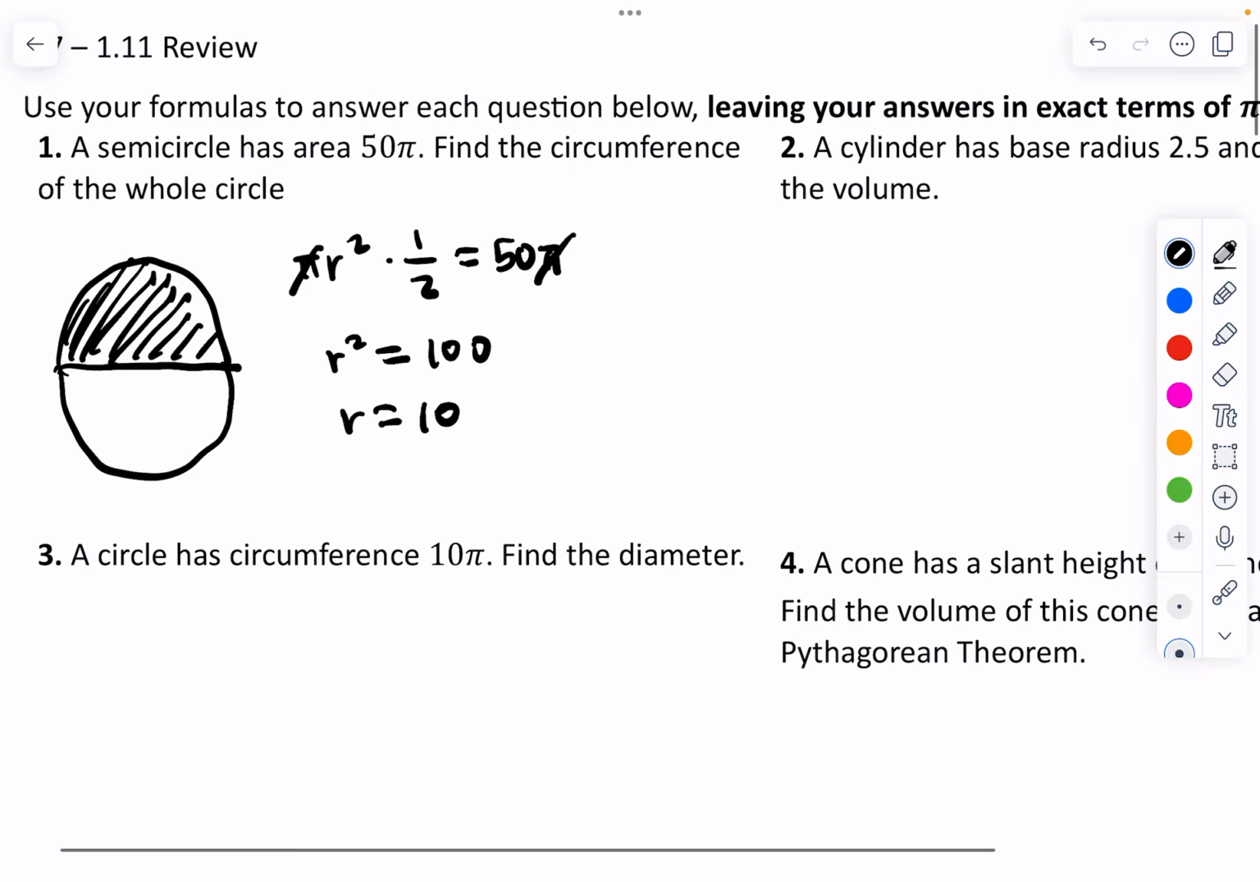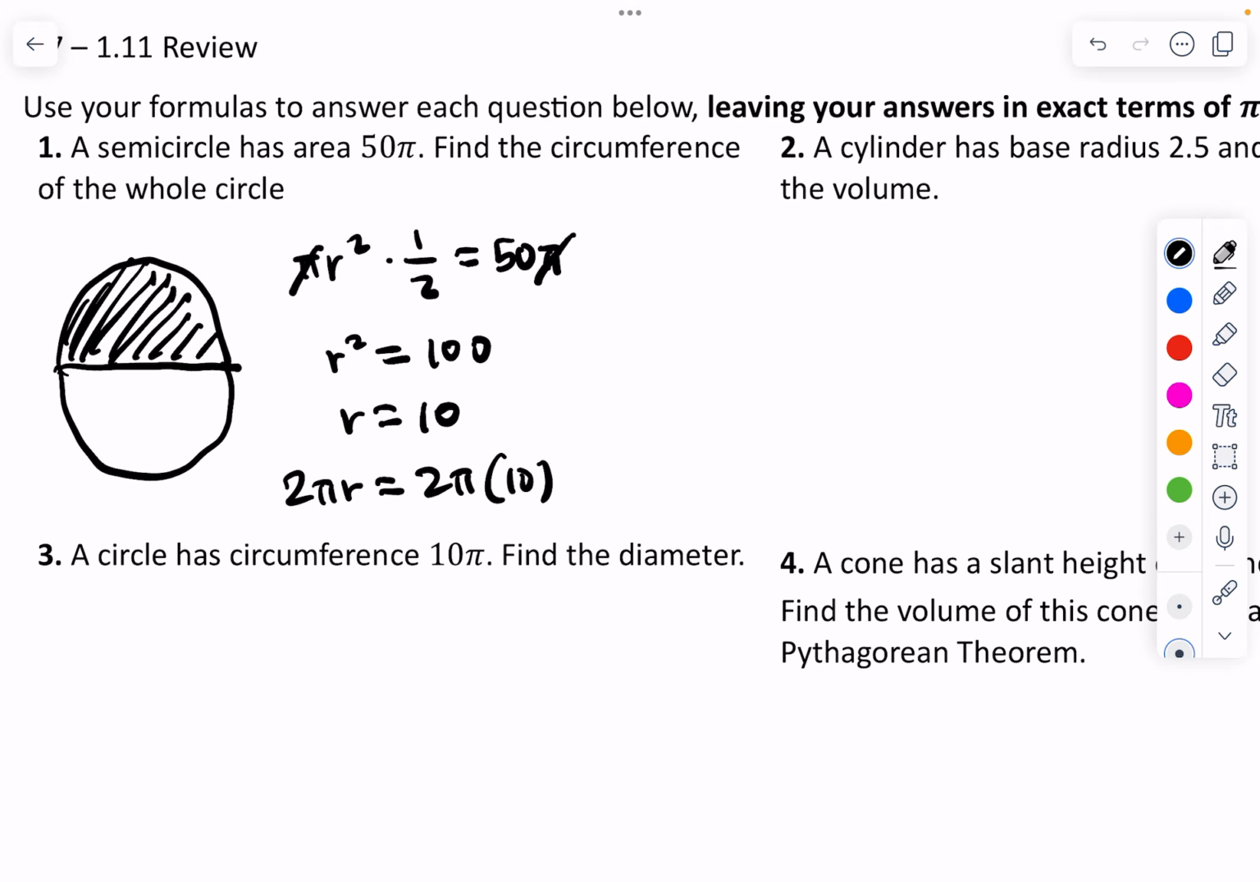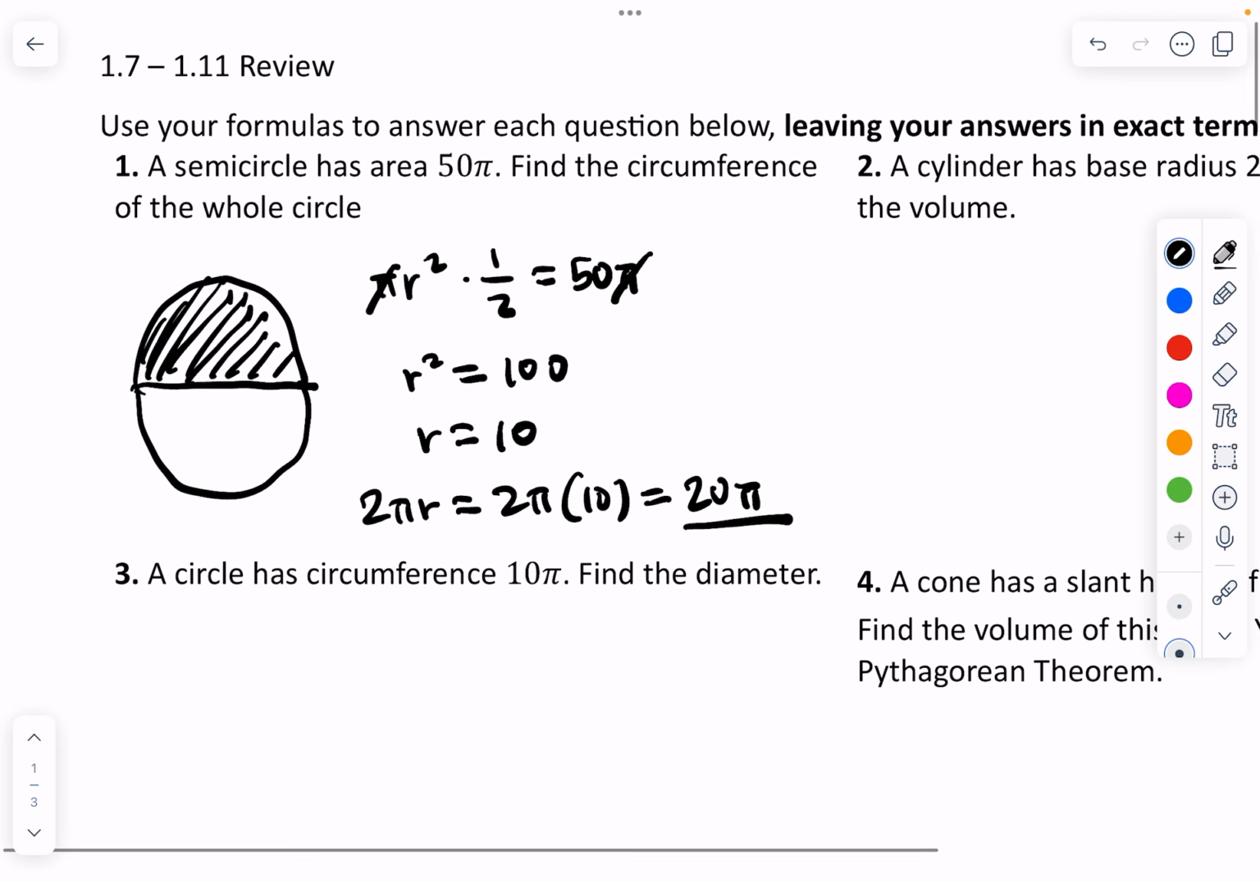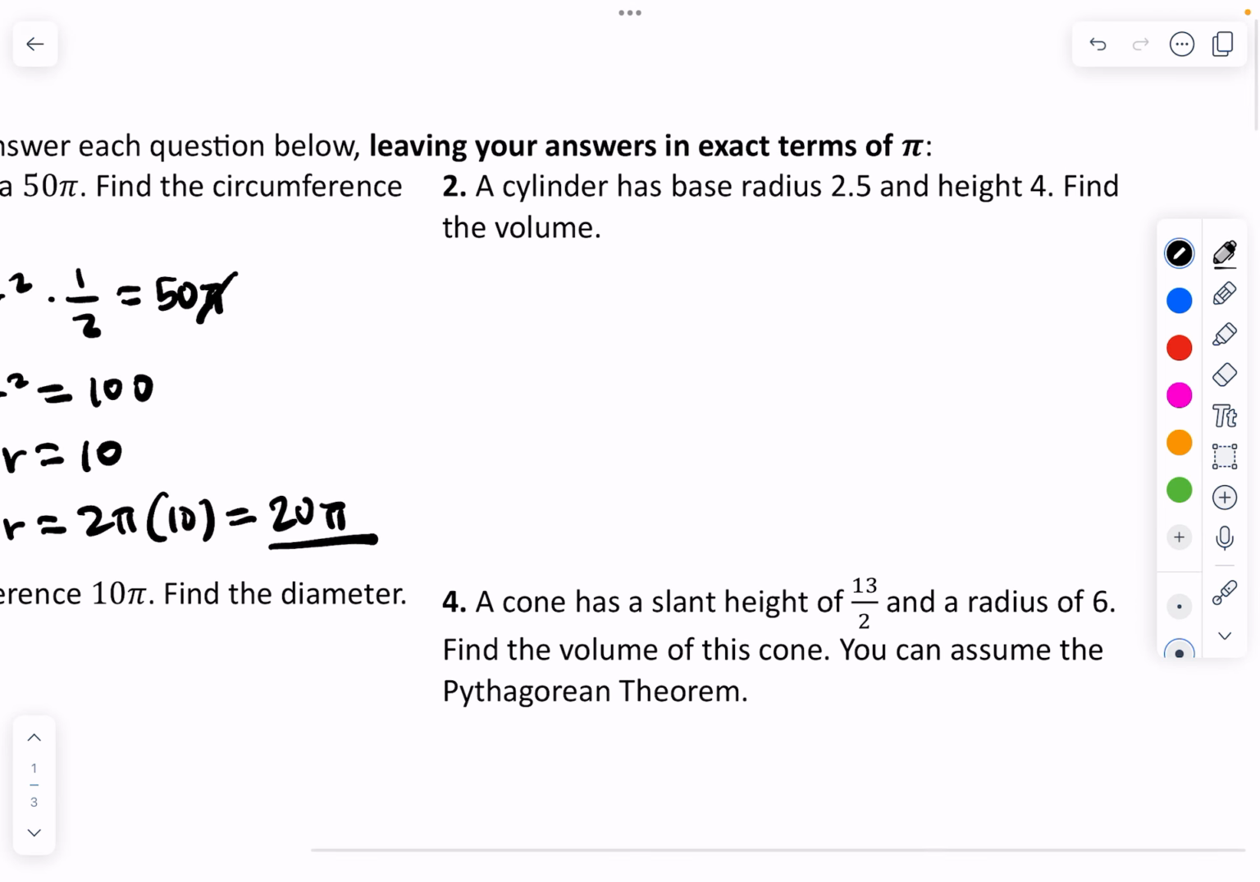Now, what would the circumference be? The circumference would just be 2 pi r, which is 2 pi times 10, or 20 pi. So we get 20 pi as our final answer. Alright, problem 2. A cylinder has base radius 2.5 and height 4. We want to find the volume of this cylinder.